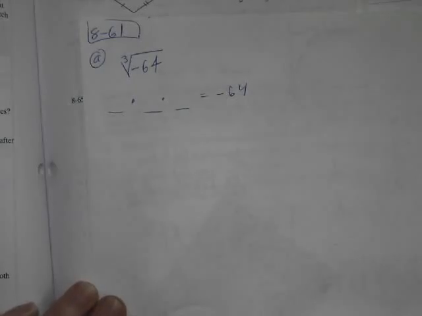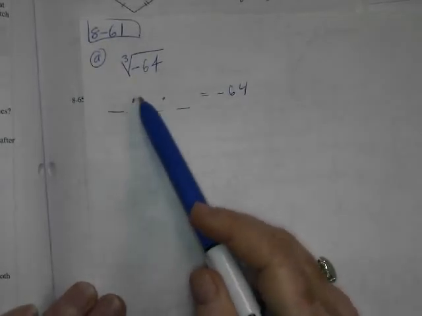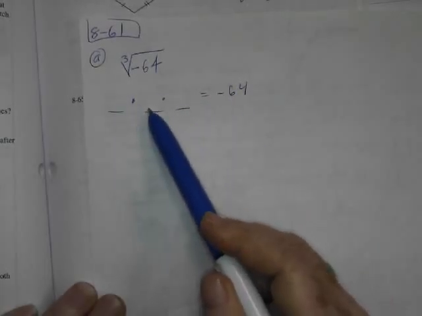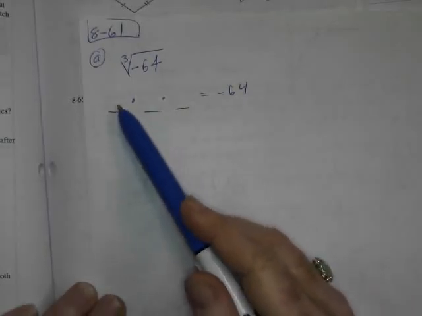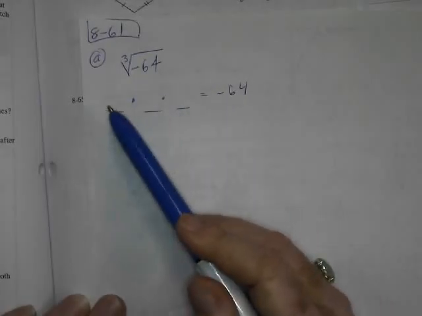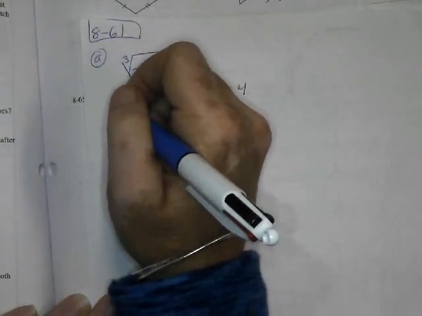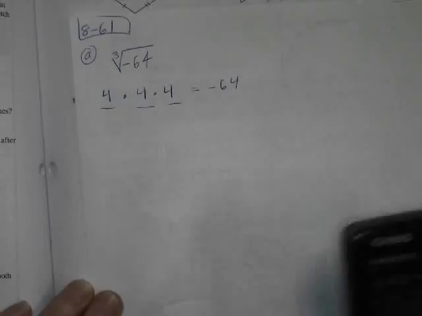Do you want to just try some? It's not 1. 1 times 1 times 1 doesn't make 64. What about 2? Is 2 times 2 times 2 64? 2 times 2 is 4 times 2 is 8. It's not 2. Try 3. 3 times 3 is 9, and 9 times 3 is 27, so it's not 3. What about 4? I think it's probably going to end up being 4. 4 times 4 times 4. Let's see if it's that.